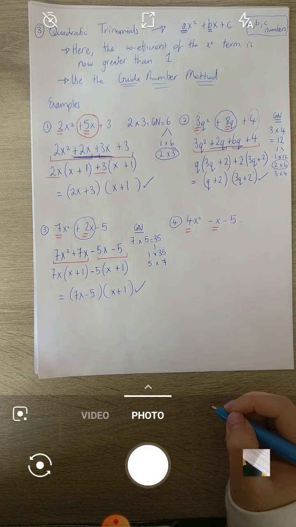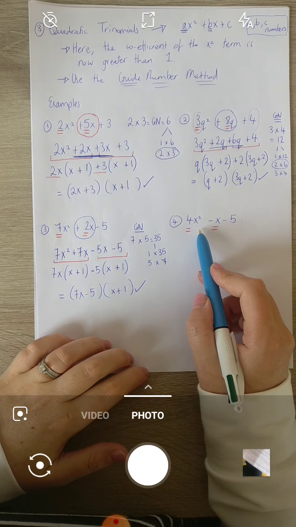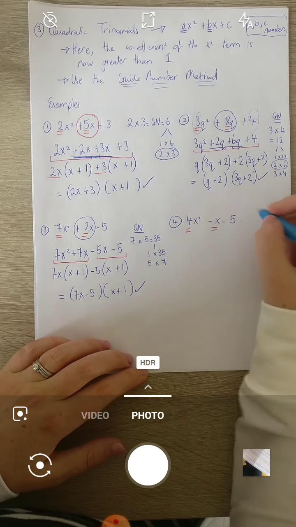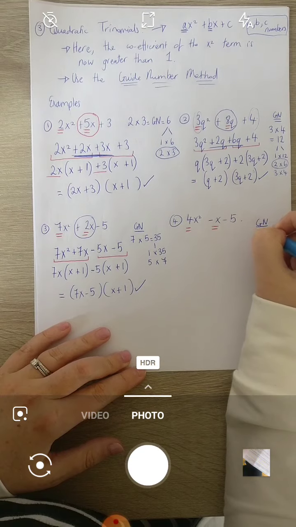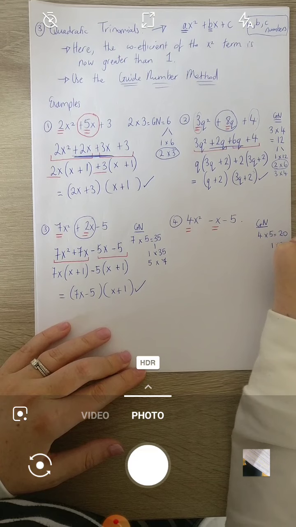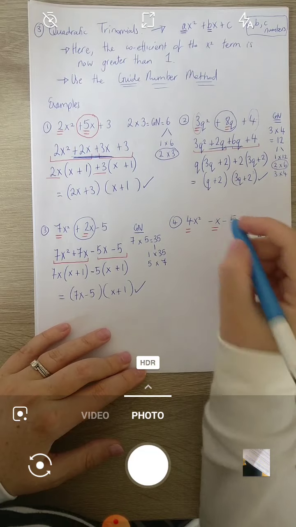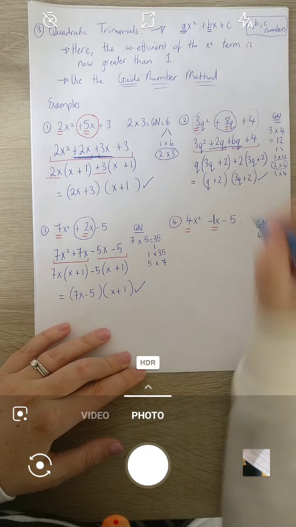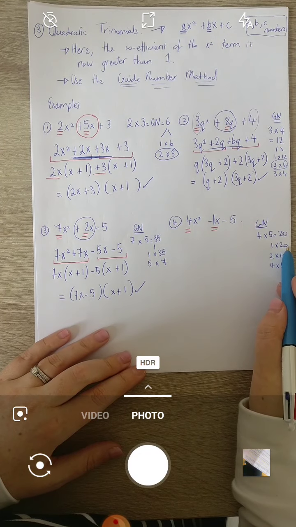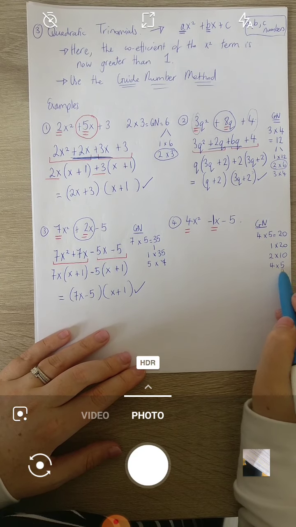Okay. And the last example we have here. So 4x squared minus x minus 5. So 4 multiplied by 5 gives me my guide number, and 4 times 5 is 20. Factors are 1 times 20, 2 times 10, or 4 times 5. Now remember here, I'm just going to write it in. We are looking for a minus 1. So 1 and 20 is not going to work. 2 and 10 is not going to work. But 5 and 4 can work to give us a negative 1.